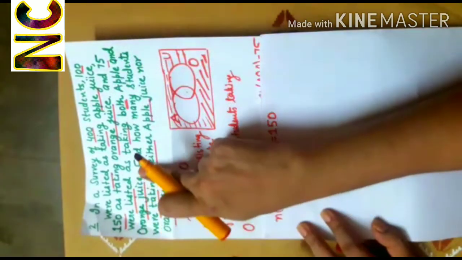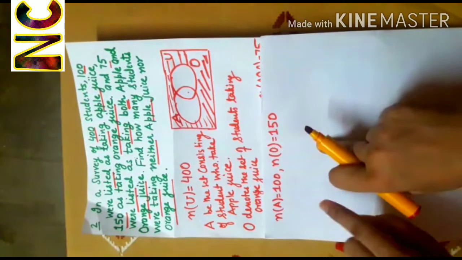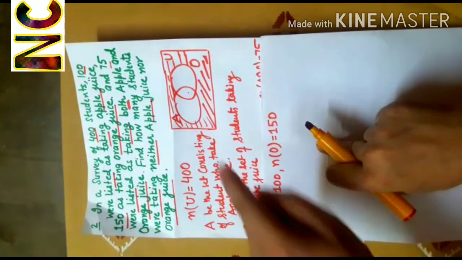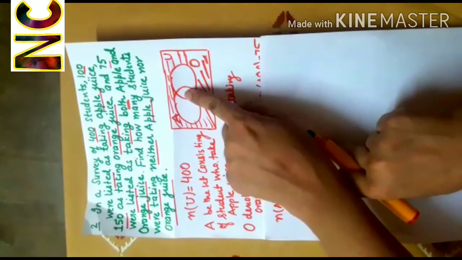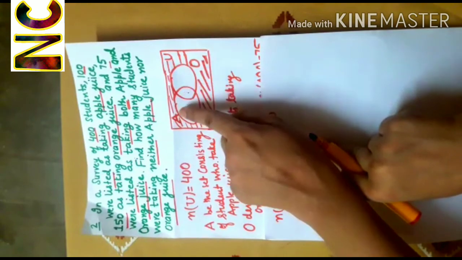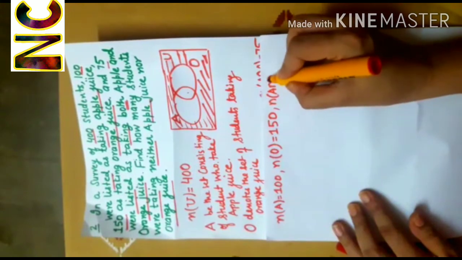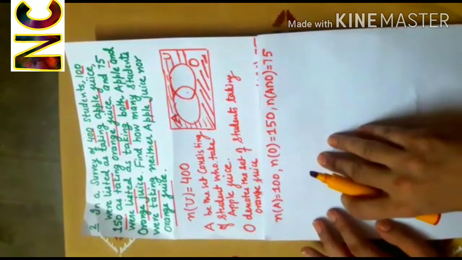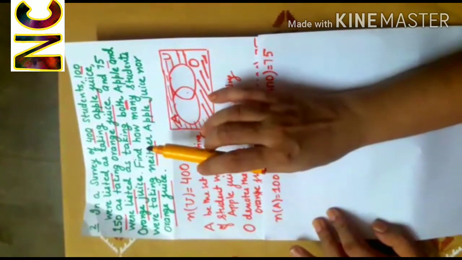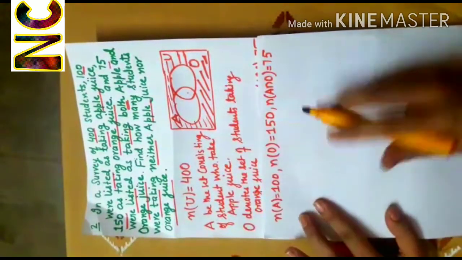And 75 were listed as taking both apple and orange juice. That means there are 75 students who are taking apple as well as orange juice. So they will belong to this part, and we know that this part denotes the intersection of these two sets. So the number of elements in A intersection O will be 75, right? Now the question is, how many students were taking neither apple juice nor orange juice?